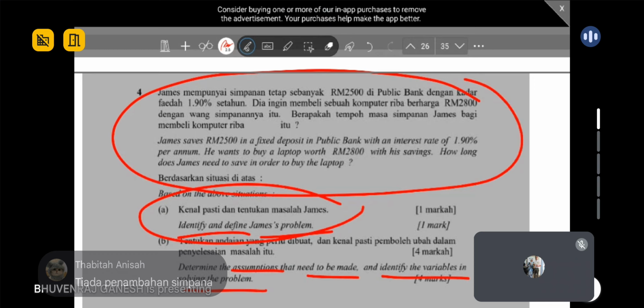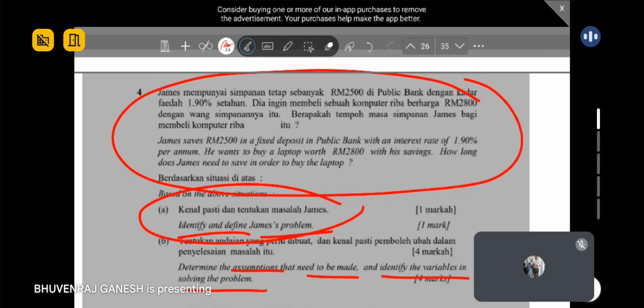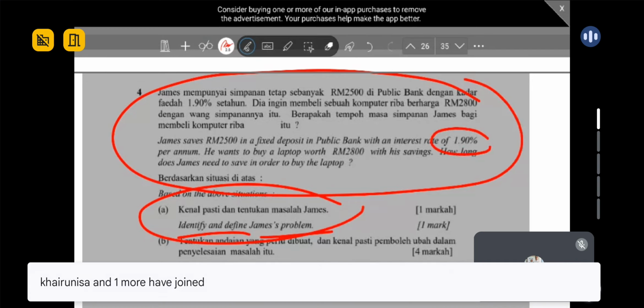Okay, let's see. Wait. Okay, wait. Let me try to see. Hakim correct, Adi. Very good. Correct. So, guys, the assumption is the interest rate does not change. Okay, kadar faedah ni tak boleh berubah.